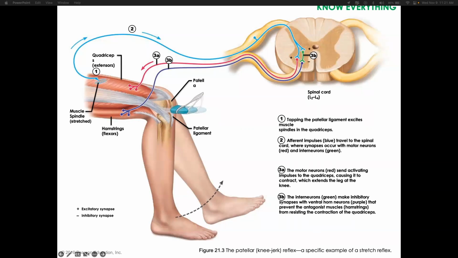And then two signals will come back from the spinal cord. One will go straight to the quadricep muscles without going through an interneuron, and that will cause the quads to contract and extend the knee. And then the second signal will come through an interneuron and then down to the hamstring muscles, telling them to relax to allow the knee to extend.